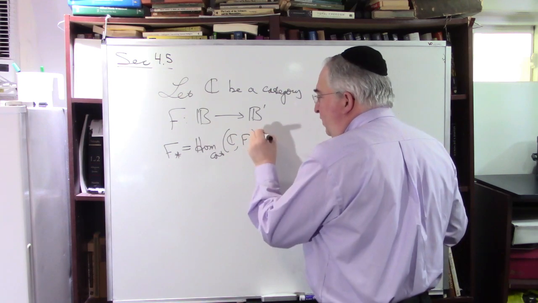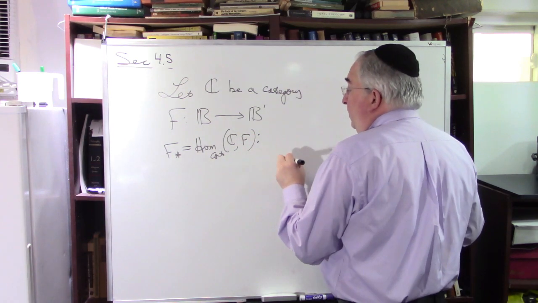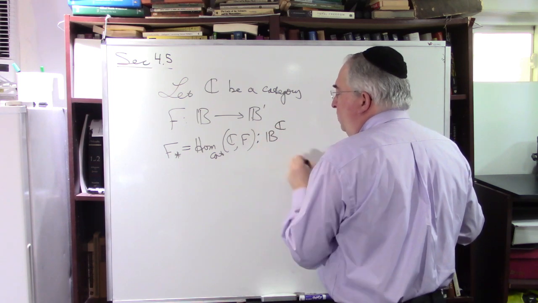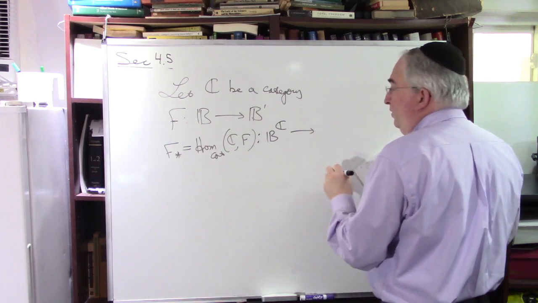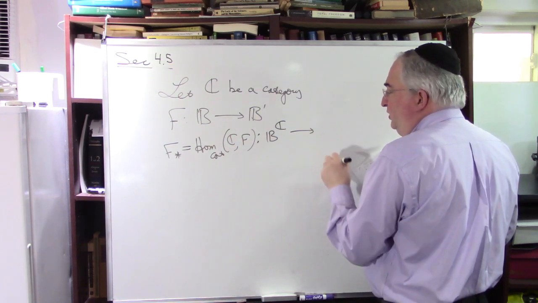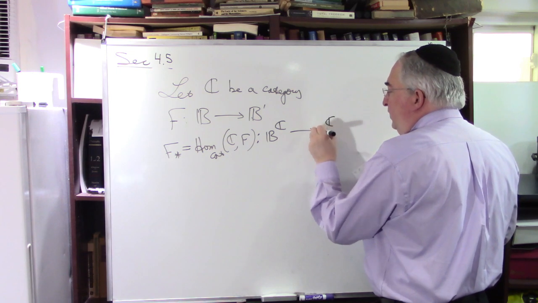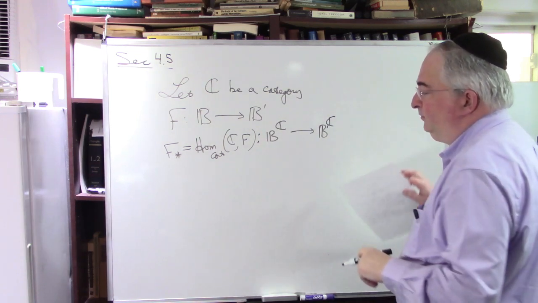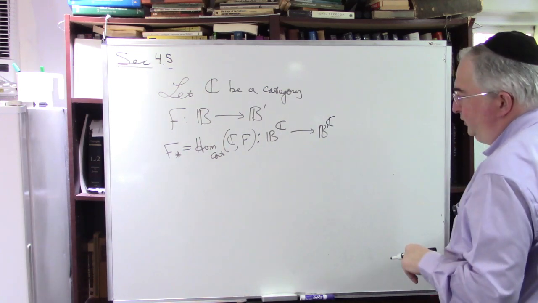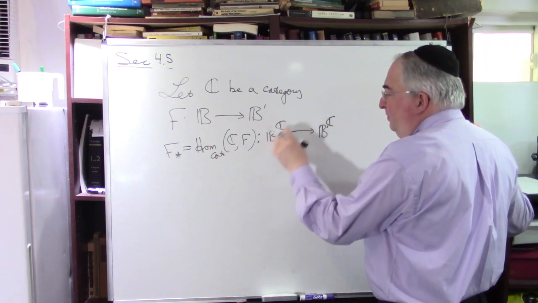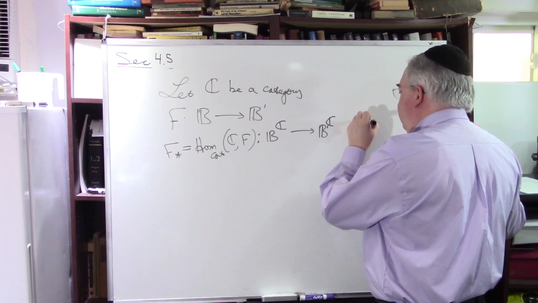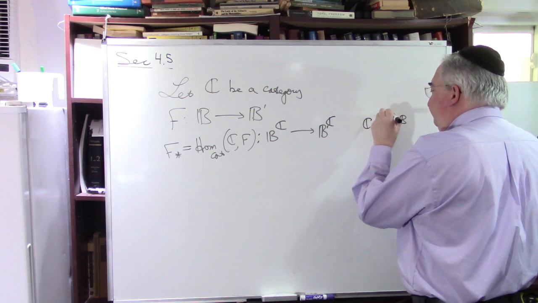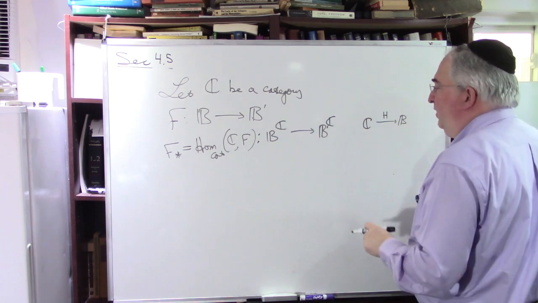Let me show you where this goes to. This goes from C to the B, C is the first thing, C to the B, to C to the B prime. Okay, let me show you how this works. Here's a typical element in here. A typical element in here is H from C to B.